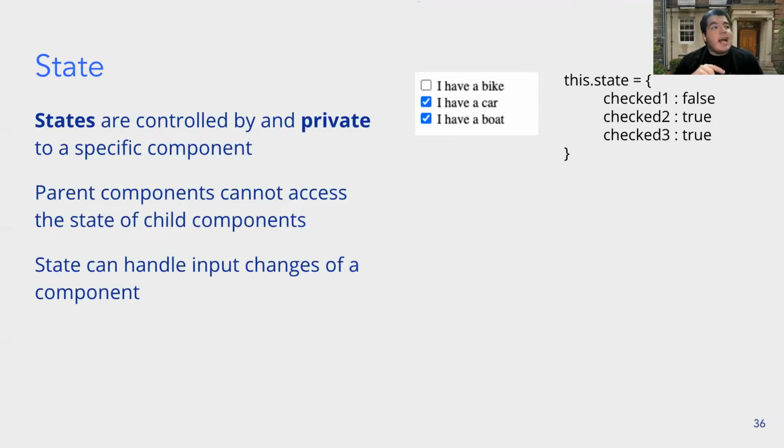No parent component can access the state of a child component. That's something that's really important. And state is pretty common when you're trying to handle input changes of a component, right? So this example here, right?